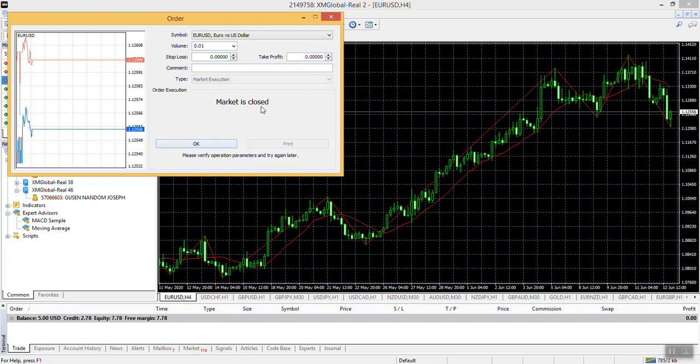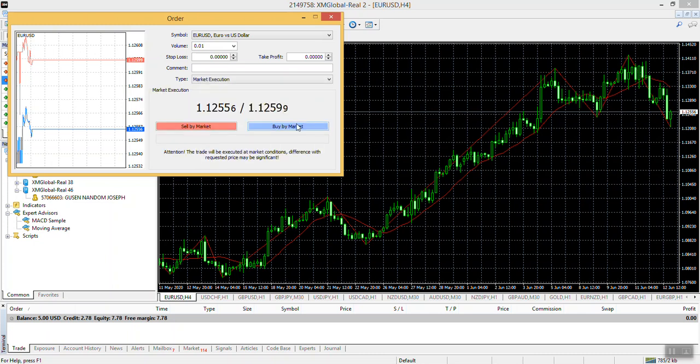But the market is closed, so it's not going to execute. Remember, the market hours are usually from 10 p.m. on Sunday night, and the market closes on Friday by 10 p.m. as well. So the market opens on Sundays at 10 p.m. and closes on Friday at 10 p.m. If the market is closed, you can't do anything. You can't buy, you can't sell. If you already have an open position, you can't close it either. So that is it.